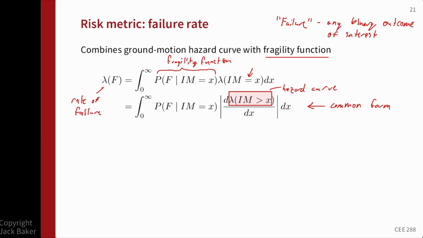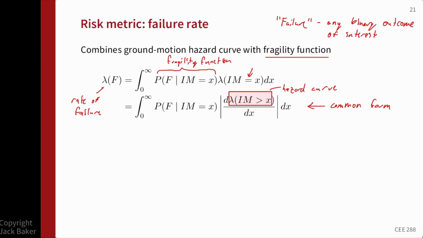And so we're conditioning on IM equals x. So we also need to know what's the rate of IM equals x. And then we'll integrate up with dx. So this is like a total probability theorem calculation again, but with rates. Notably, this is an equals though. Our typical ground motion hazard curve is the rate of exceedance of x. And so now we need the rate of occurrence of x to do this conditioning calculation.